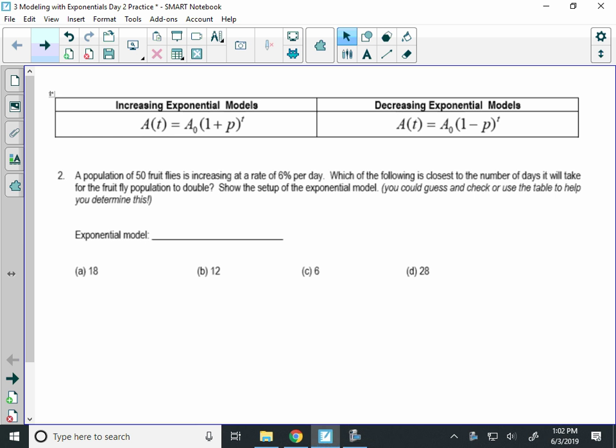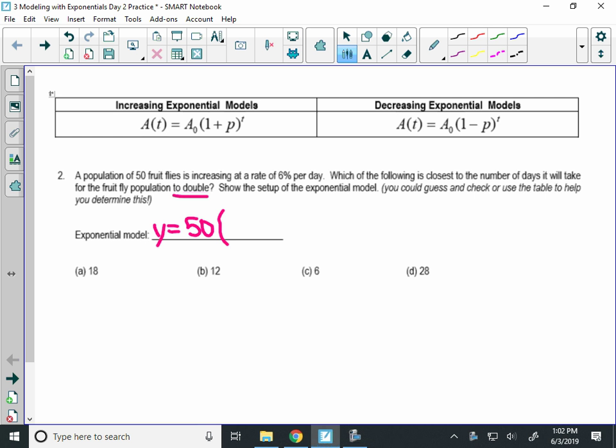All right, number 2 says a population of 50 fruit flies is increasing by 6% every day. Which of the following is closest to the number of days it will take for the fruit fly population to double? So let's go on through and see. A population of 50 fruit flies. We want to write the exponential model. That's how many you start with, 50.